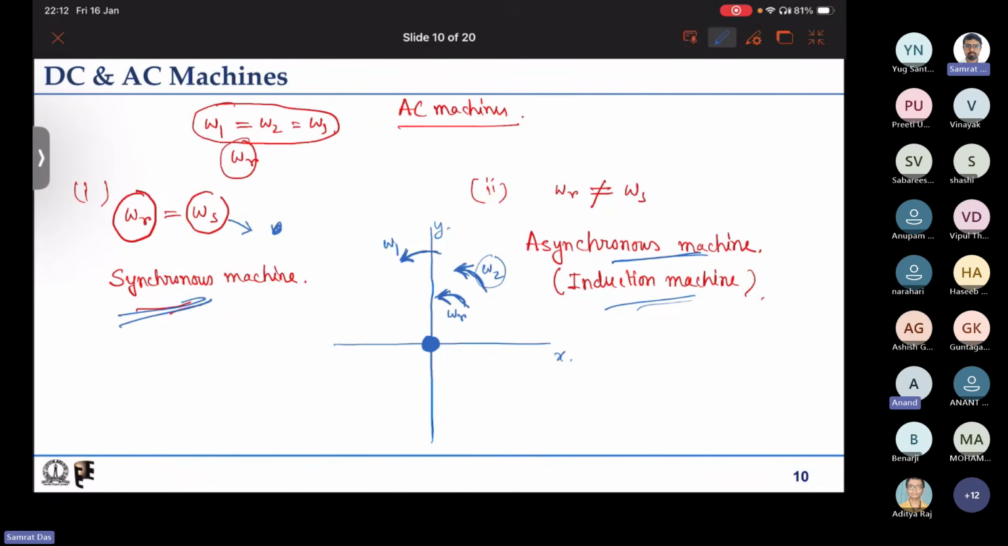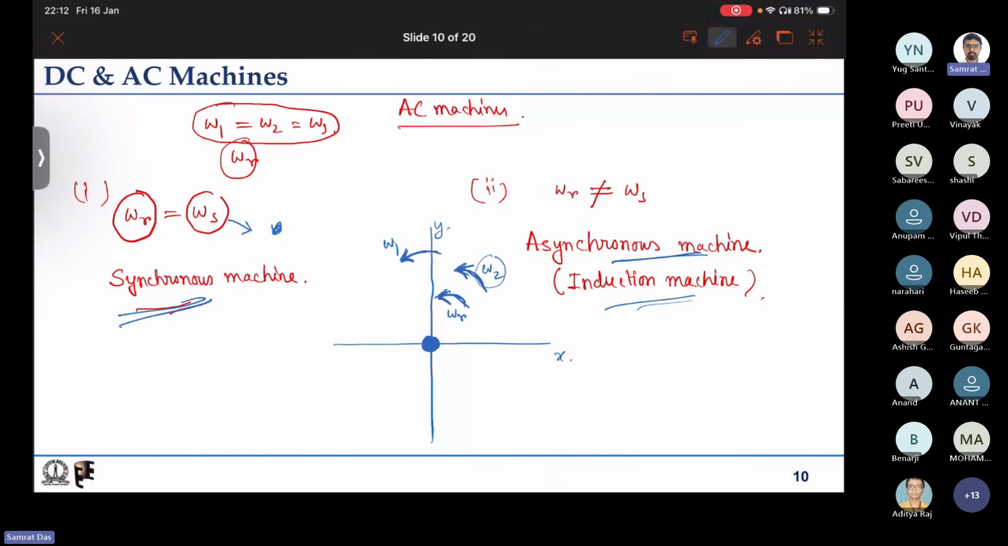Normally in a synchronous machine, if I consider only one rotating field with respect to that, one is the synchronous rotating field and one is the rotor rotating field, right? Only two fields will be there. In asynchronous also the same thing: one is the synchronous field and one is the rotor's field, but they are not equal to each other. Correct?